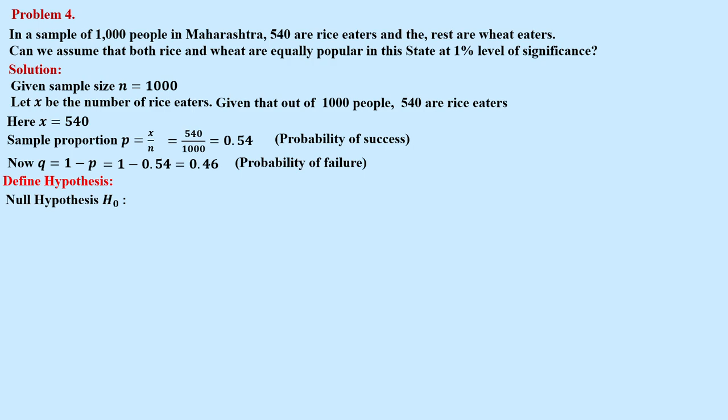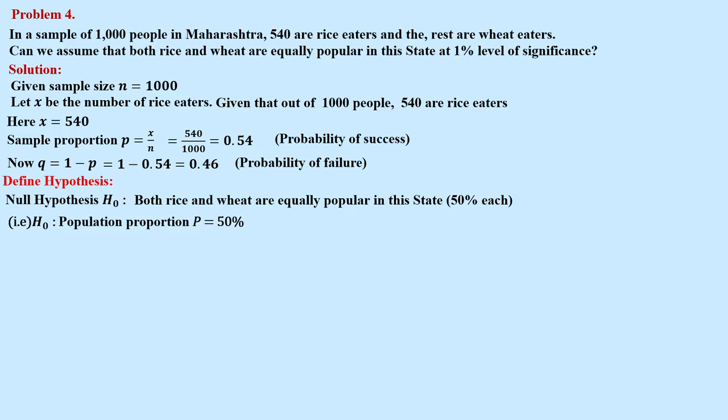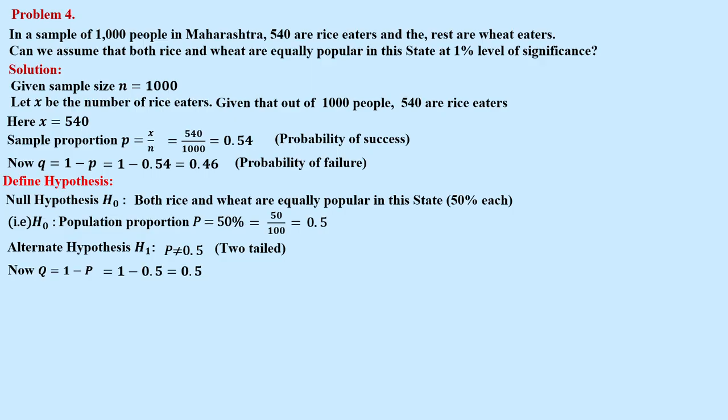Define the hypothesis. H naught: both are equal, rice eaters and wheat eaters are 50% each. So capital P is equal to 50%, that is 0.5. H naught is population proportion 50%. The alternate hypothesis is P not equal to 0.5. Again we are using a two-tail test. So q is equal to 1 minus P, that is also 0.5.